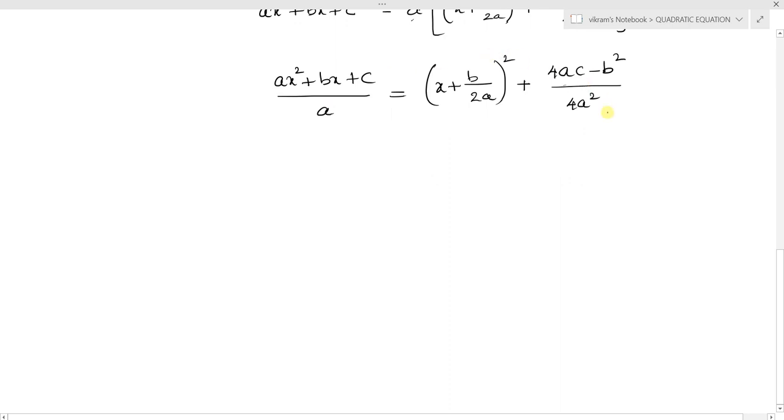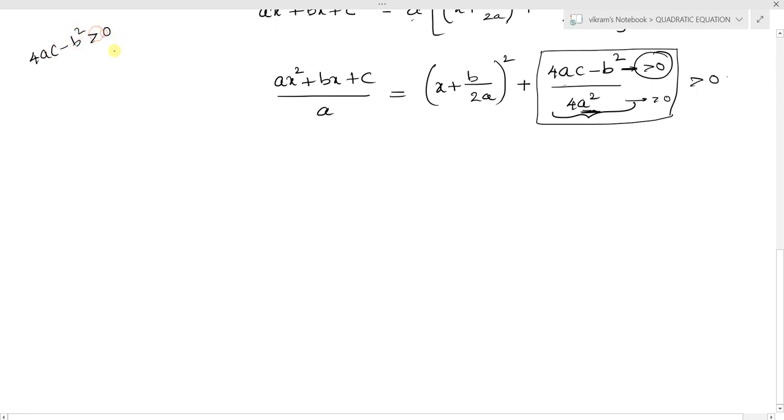Here the term 4ac minus b square is positive, which is greater than 0, and whatever the value of a, 4a square is also positive. Then we can say that this total term is positive, that means greater than 0. If the roots are complex, we obtain 4ac minus b square greater than 0, and 4a square, whatever a is, plus or minus, is also positive.